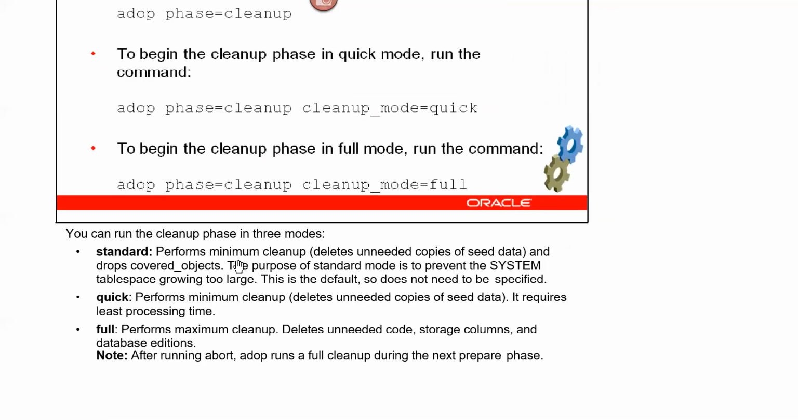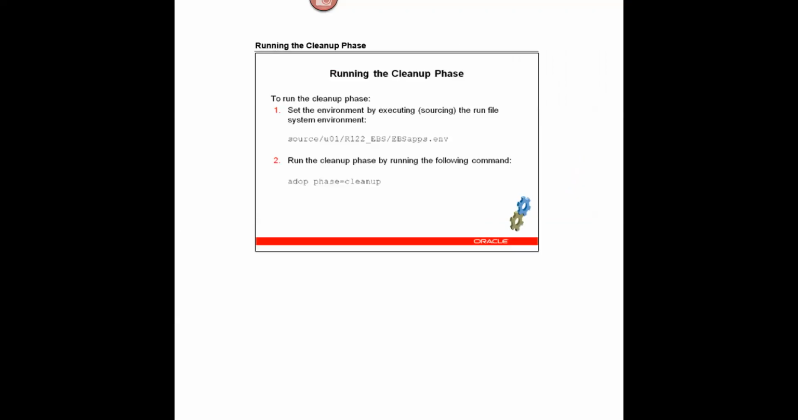Standard performs minimum cleanup, which requires the least time. Full will take a long time. It performs maximum cleanup, deleting unneeded code, storage columns, and database objects. So you can take any decision based on the situation of what you're doing.